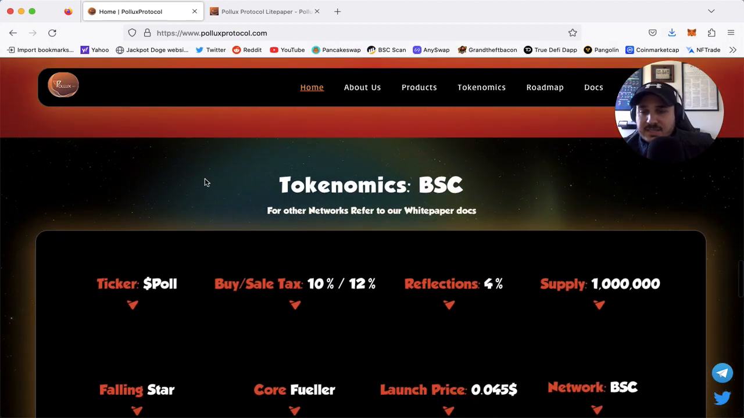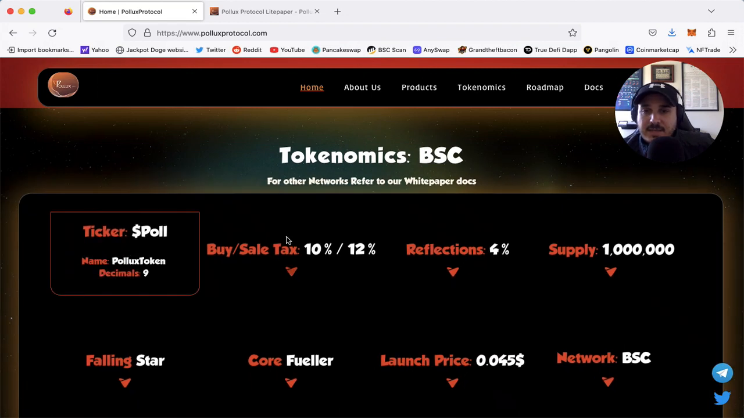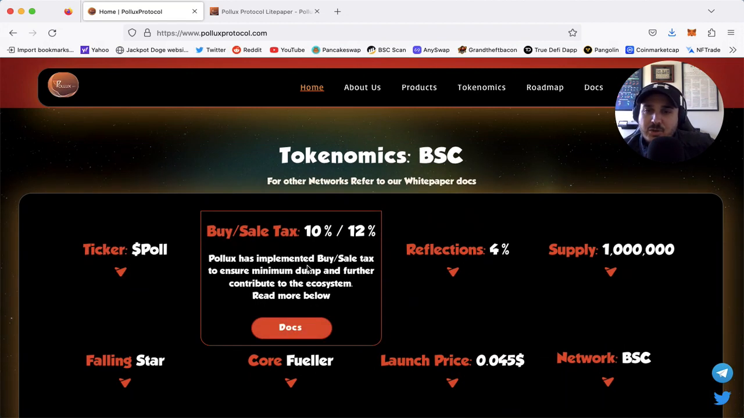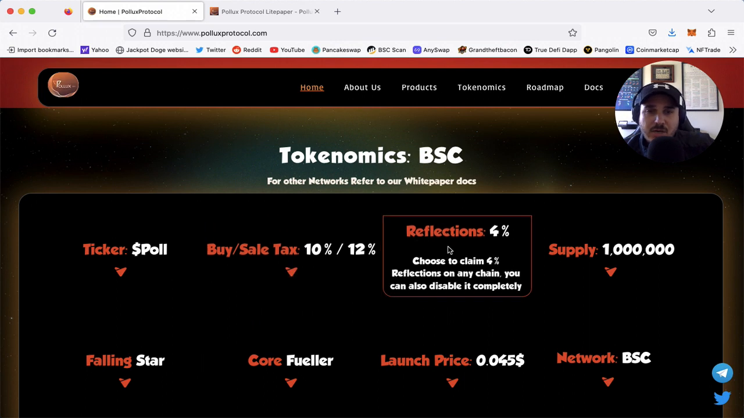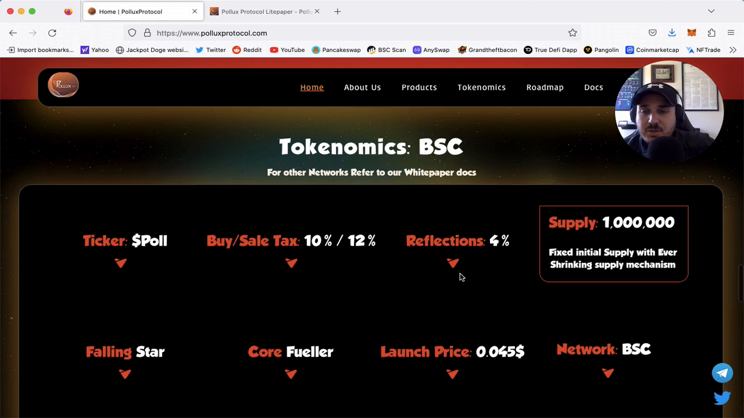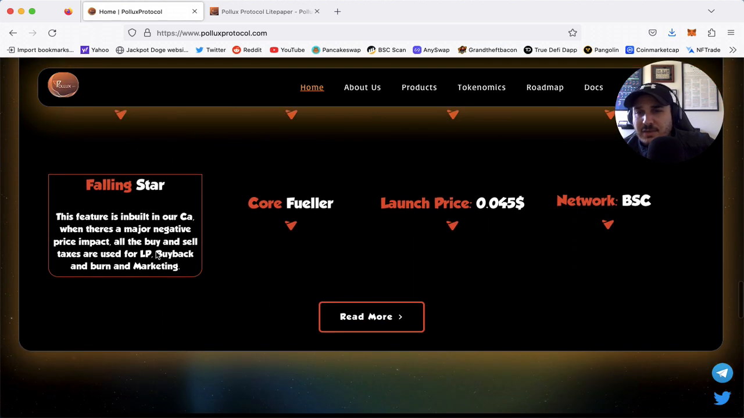Tokenomics for BSC. Ticker symbol, of course, is the same. Buy tax and sell tax are a little bit different: 10% buy, 12% sell. Reflections are going to be 4%. We're going to have the same supply at 1 million. So I also wanted to point this out: Falling Star. This feature is built into our contract address. When there's a major negative price impact, all the buy and sell taxes are used for LP, buyback and burn, and marketing.